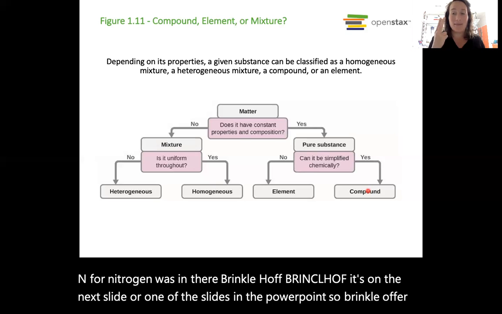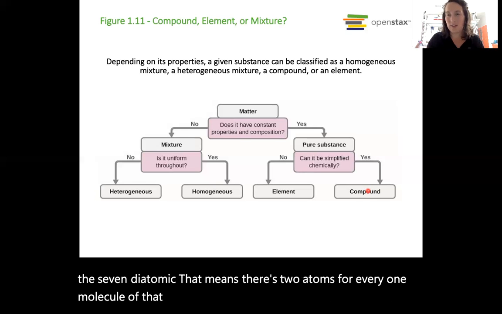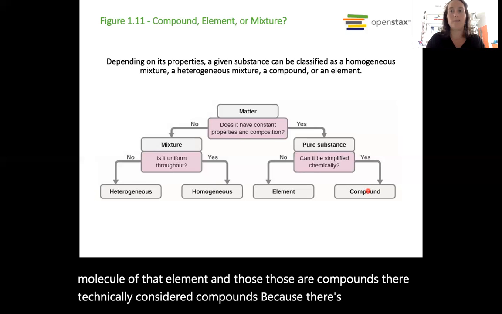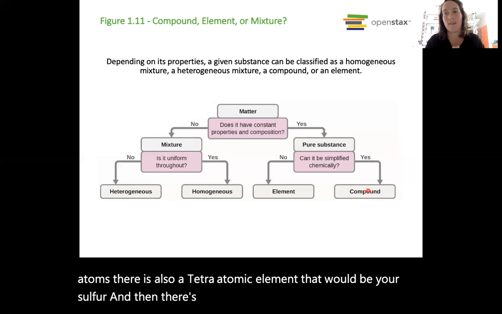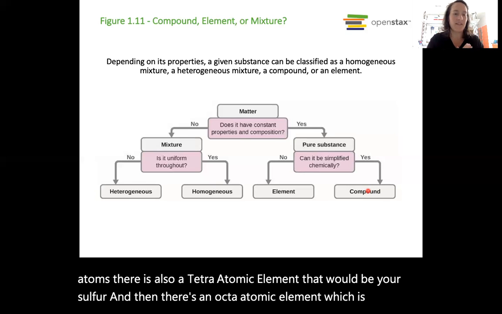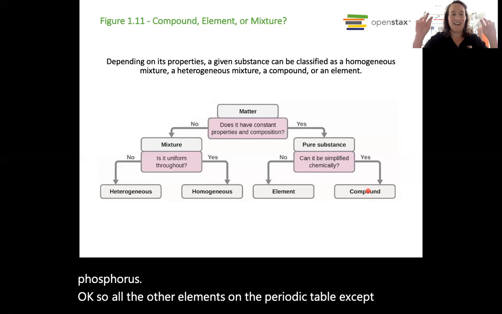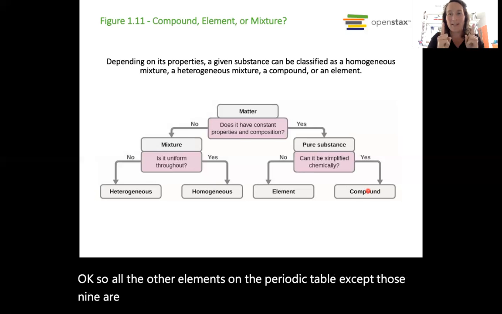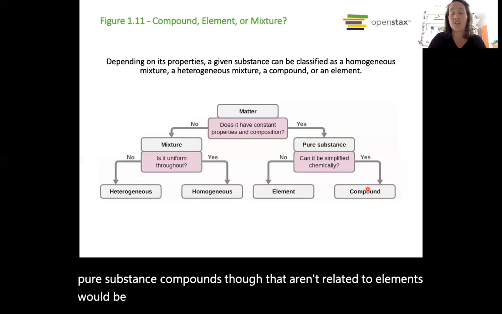That means there's 2 atoms for every 1 molecule of that element, and those are technically considered compounds because there's at least 2 atoms. There's also a tetraatomic element, that would be your sulfur, and then there's an octaatomic element, which is phosphorus. Okay, so all the other elements on the periodic table except those 9 are only single atoms, so they're all elemental.